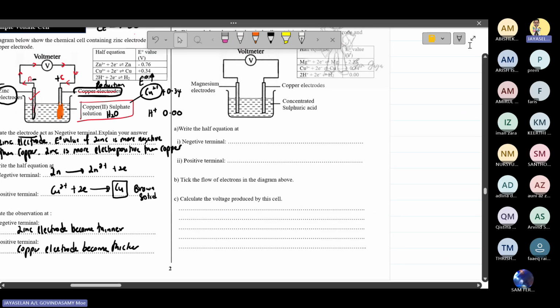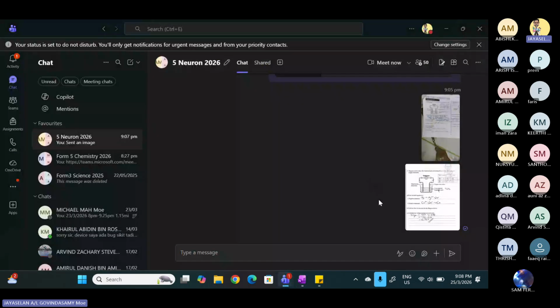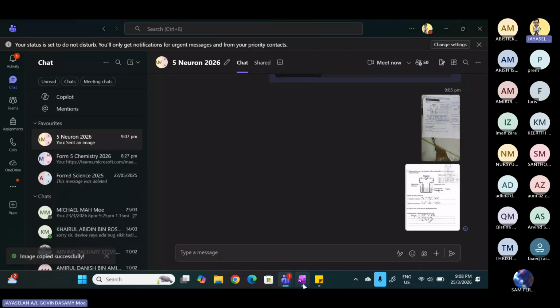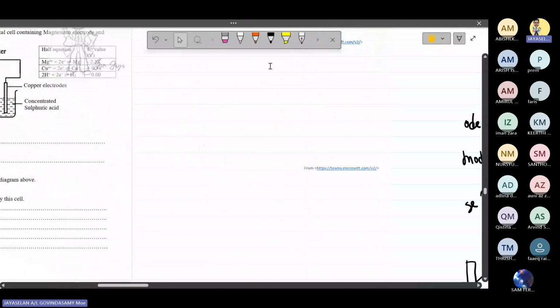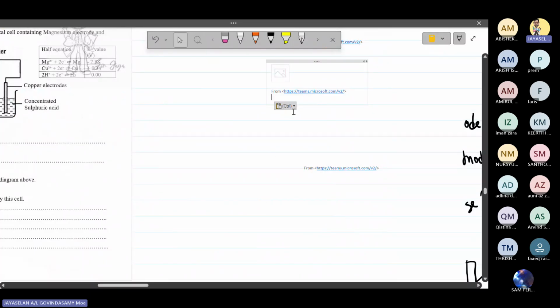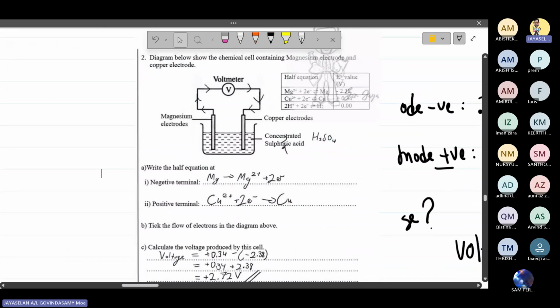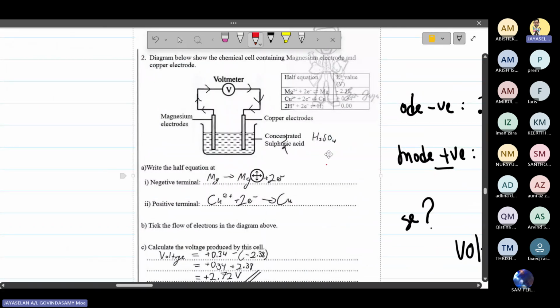Kenapa saya nak buat soalan ni tau? Sebab soalan ni ada sedikit orang boleh buat silap tau. Okay, kita tengok. You kena faham betul-betul konsep dia baru boleh buat. Okay, boleh buat lambat. Okay, now we check the answer. Okay, I mark the paper. Siapa dah buat, tanyalah.